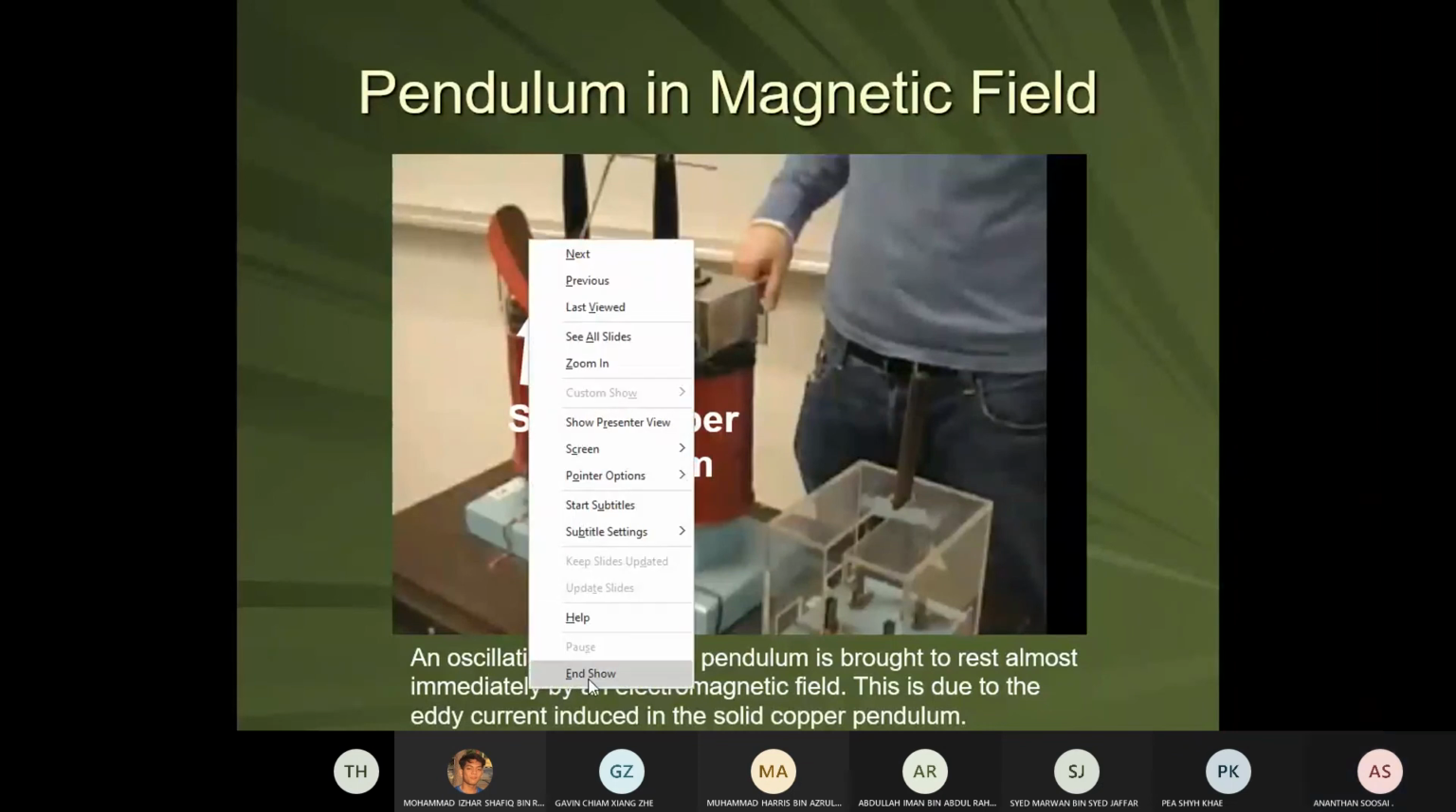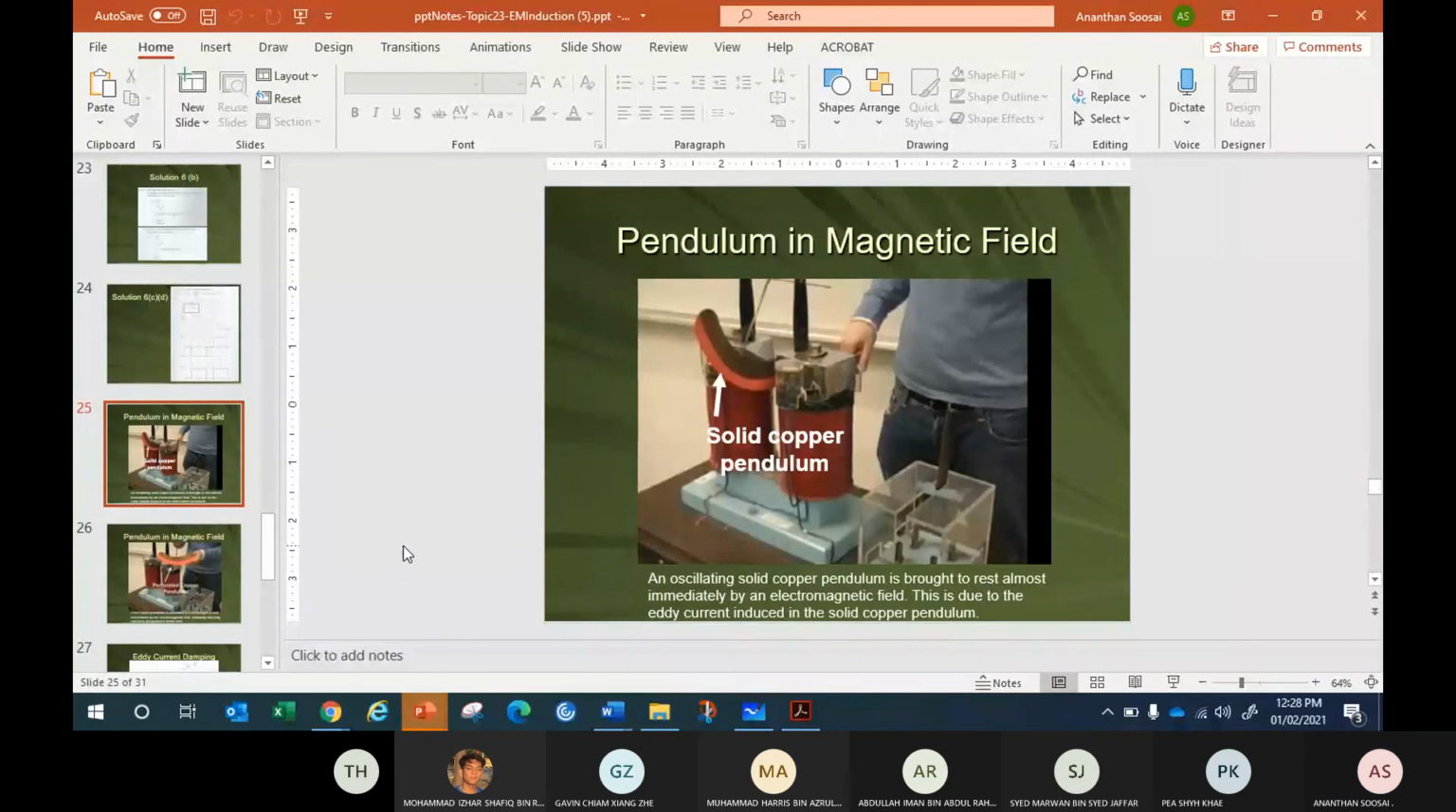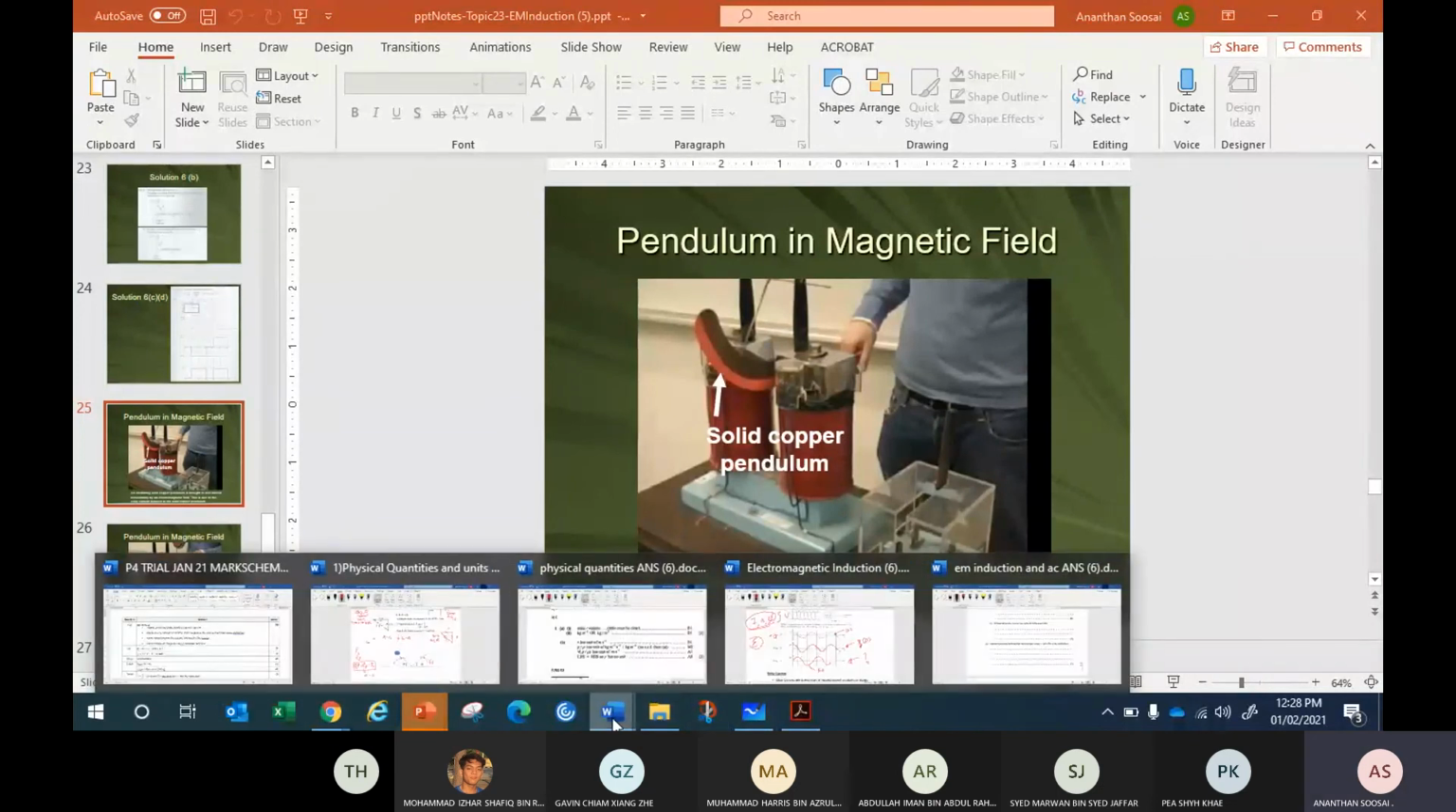Eddy current, I need to show this. Okay. For example, I'll show this. Sorry.